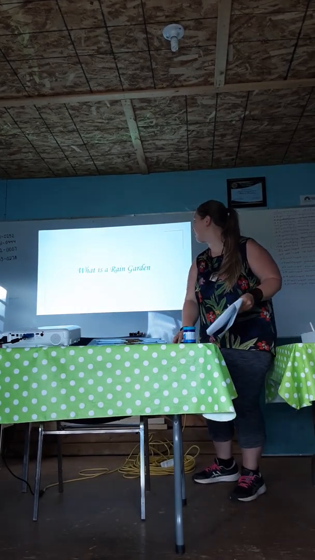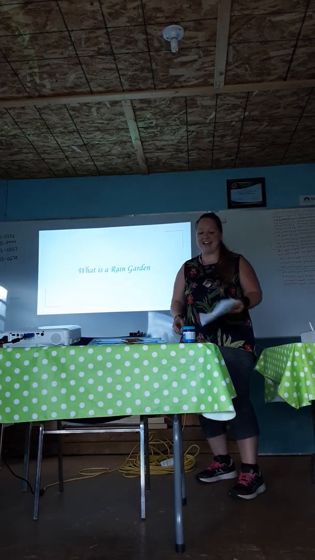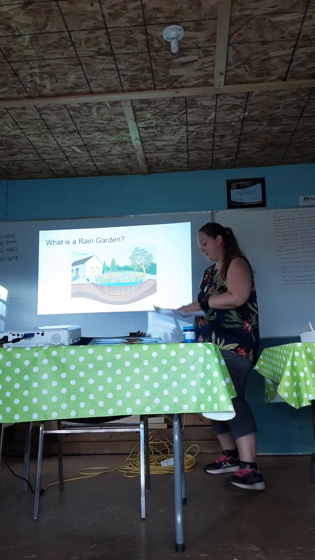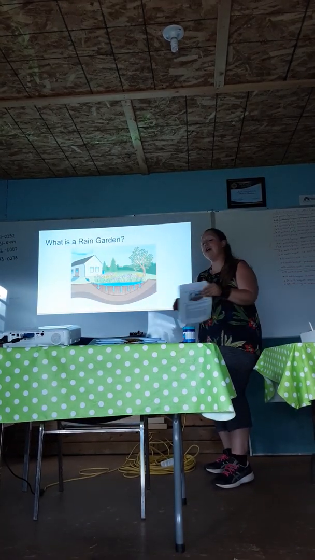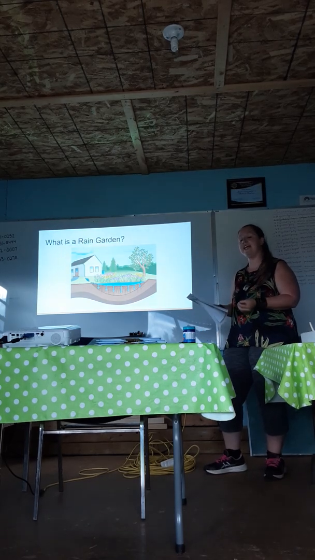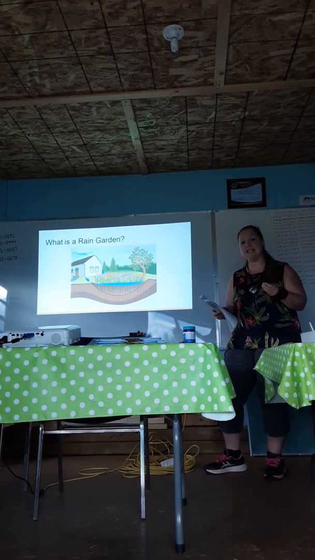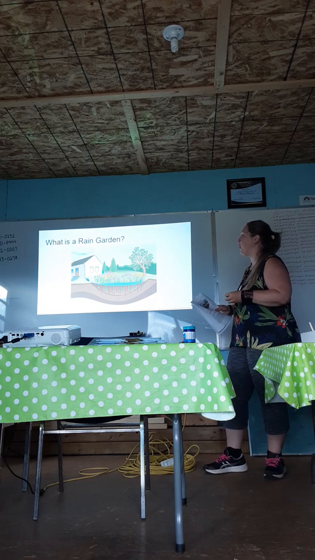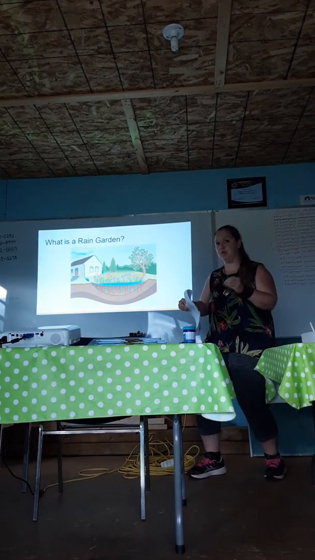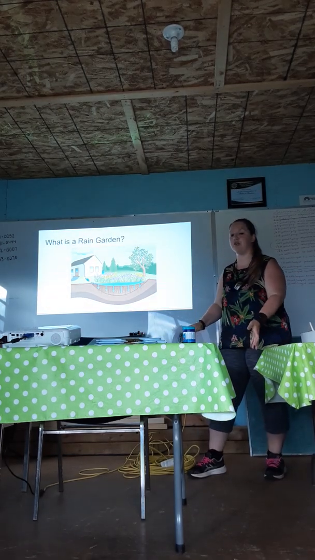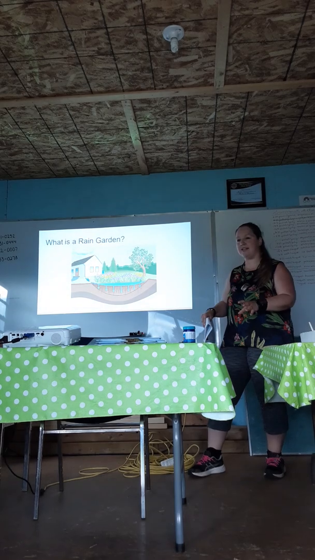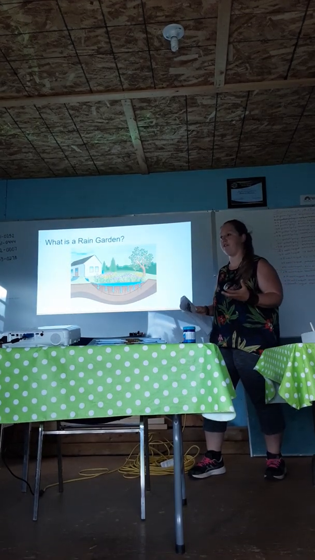So, what exactly is a rain garden? A rain garden is basically a shallow depression that is planted with native perennial plants that love water. Usually we will choose plants that have deep tap roots, so very long roots that create pores into the ground, and water-loving plants so that they help to absorb a lot of that water.